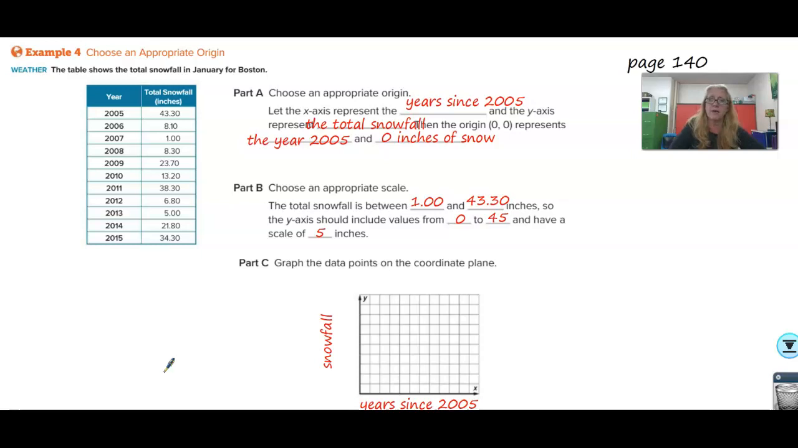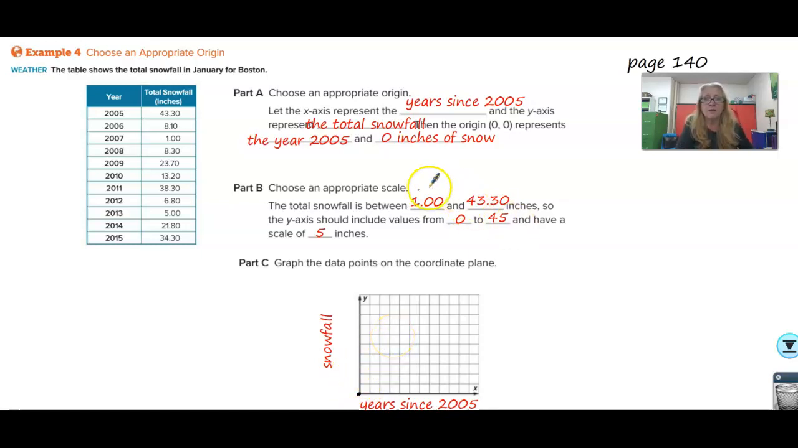They should have made this Ohio. I guess this book's used all over the country, though, so maybe our snow's not as important as Boston's snow. The y-axis represents the total snowfall. The origin, 0, 0, represents the year 2005 and 0 inches of snowfall. So they're talking about the origin right here, okay? This is going to be 2005, and this is going to be 0 snow, all right? Graph the data points on the coordinate plane.